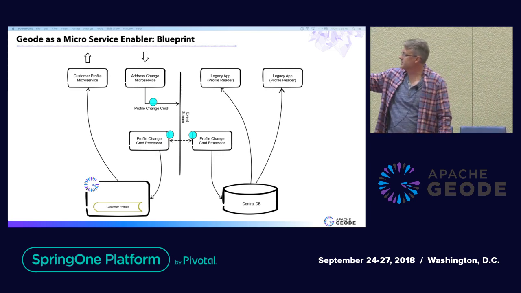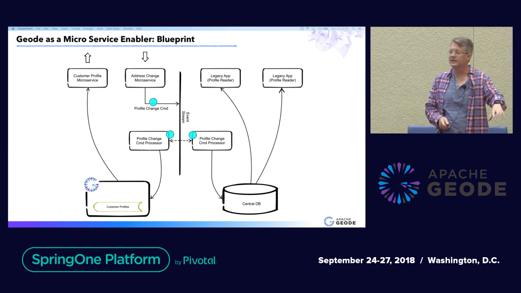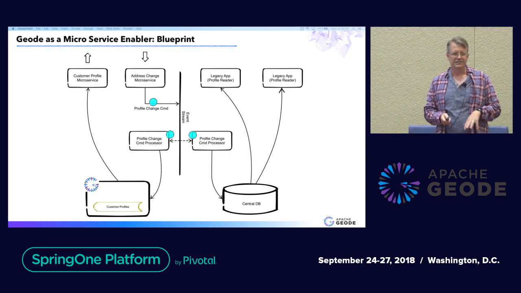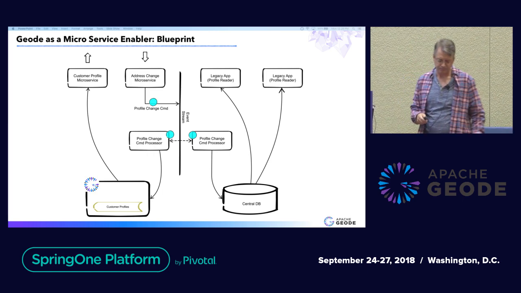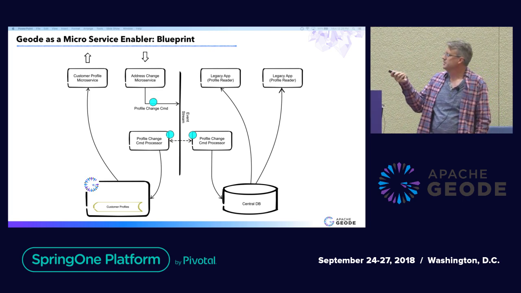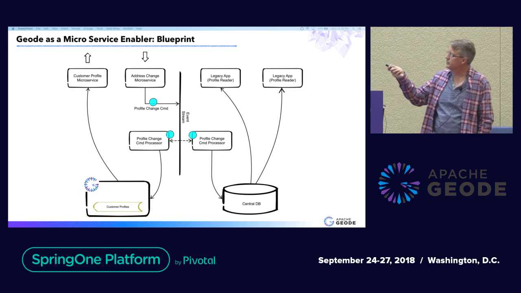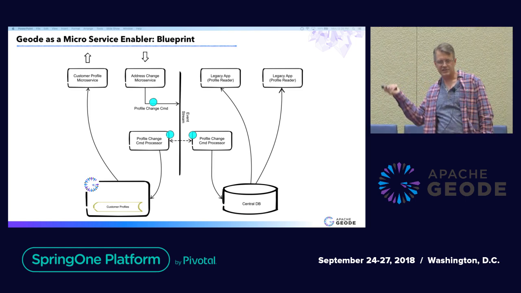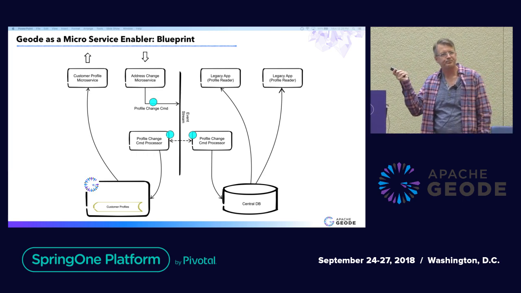The profile change command processor that projects changes onto the central database is subject to change control. That's fine, but the profile change command processor that writes things to Geode is not. So that's one way to do it. Before I move off this pattern, another way to do it, which I'm kind of partial to, is to have the address change microservice write to Geode, and then use Geode async event queues to write the address change command over to the event stream, and everything else is the same.